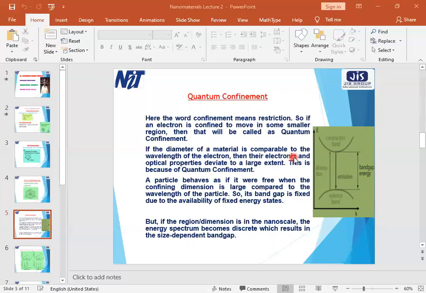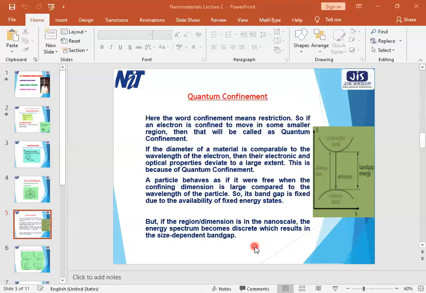Then their electronic and optical properties deviate to a large extent. The electronic and optical properties we are viewing are those of the bulk body, and that will not be seen there. This is because of the quantum confinement. The electron will move within that very small region, and due to that their properties will be different. The properties which we have discussed in the last days will be different. Why will it be different?